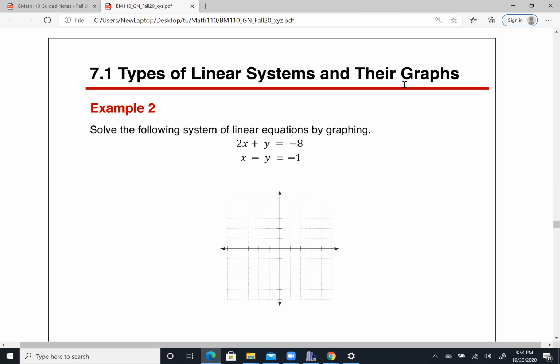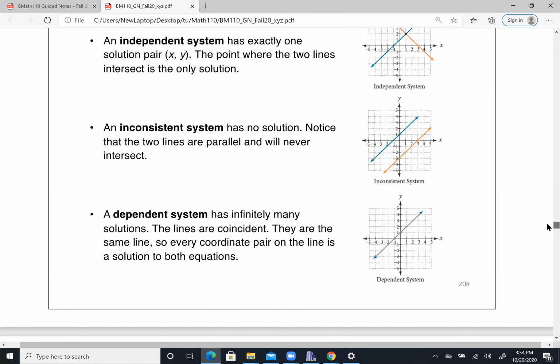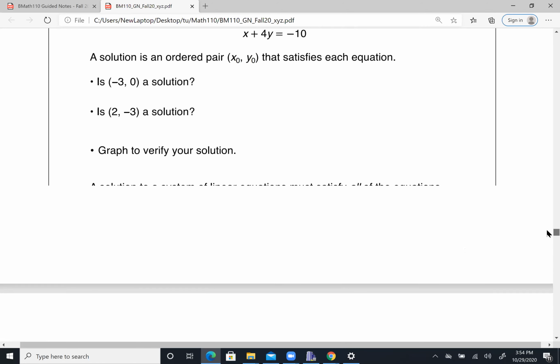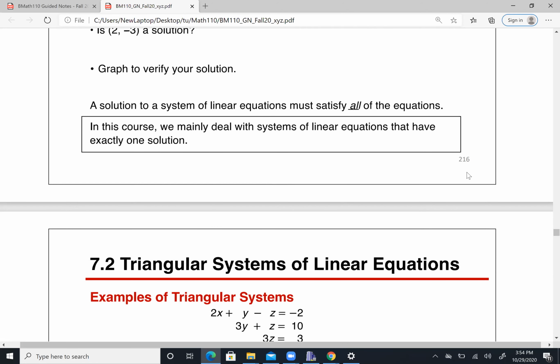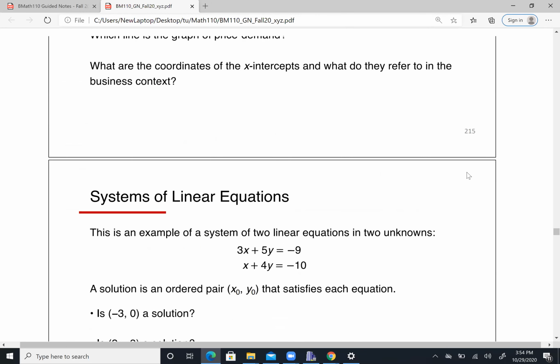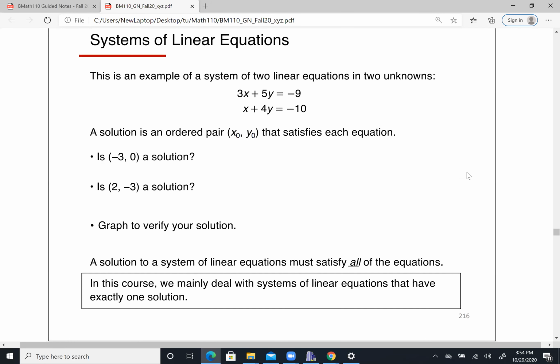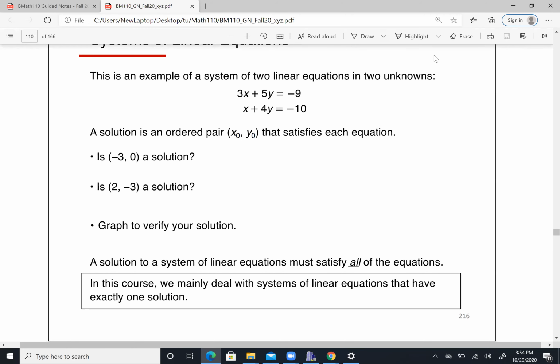Okay, guys. Today we're going to talk about chapter seven, and we're going to start with 7.1, types of linear systems and their graphs. Let's start with page 216 first: systems of linear equations.